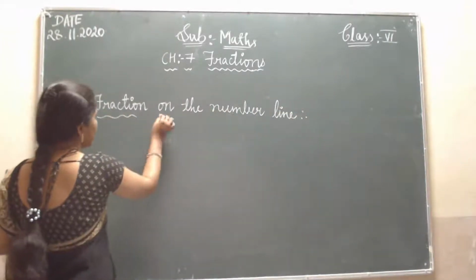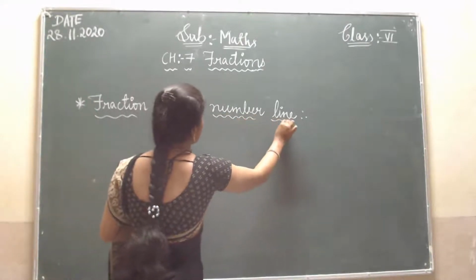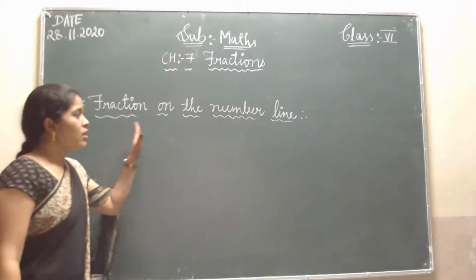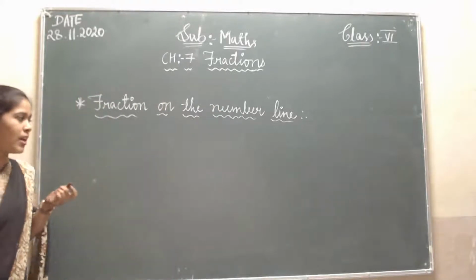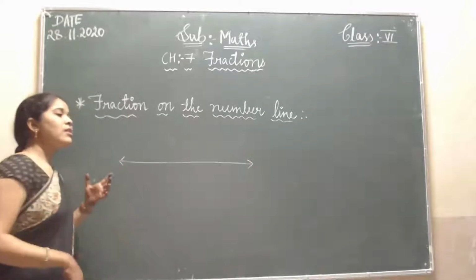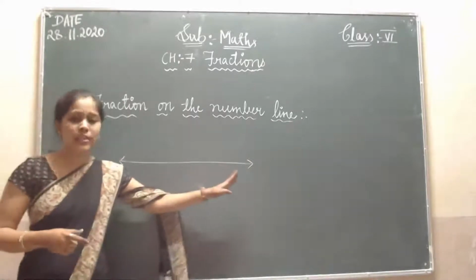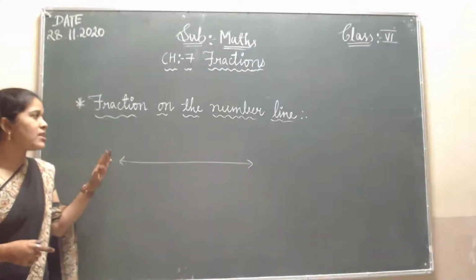First we know what a fraction is. It is in the form of p by q. What do you mean by number line? Numbers on the line is nothing but number line. We know that the number line has three parts: center 0, to the right all positive integers, and to the left all negative integers. Here this is the number line.